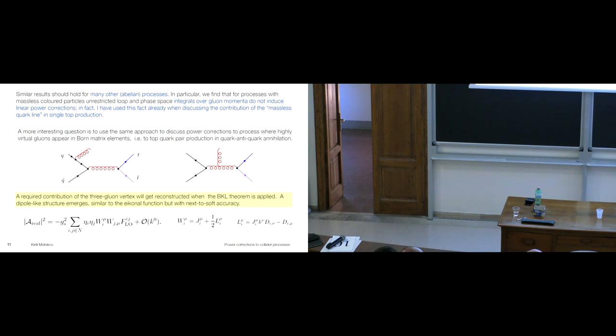And so if you require the transversality of the matrix element with respect to the gluon momentum, you basically determine this contribution through this. And if you look carefully at what happens, then you get a familiar dipole-like structure of the radiation. So this is the color-correlated leading order matrix element, and these W operators basically look like this. These are combinations of this eikonal current and the derivatives.